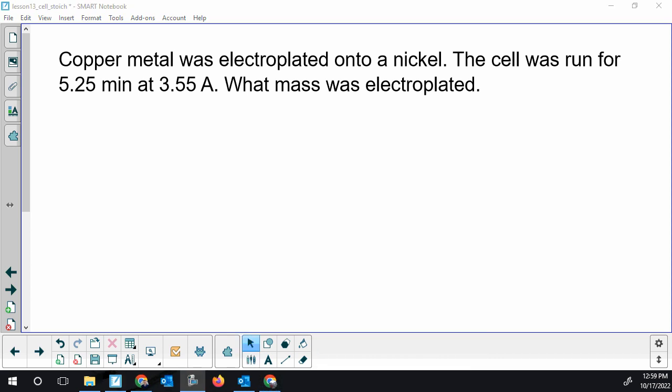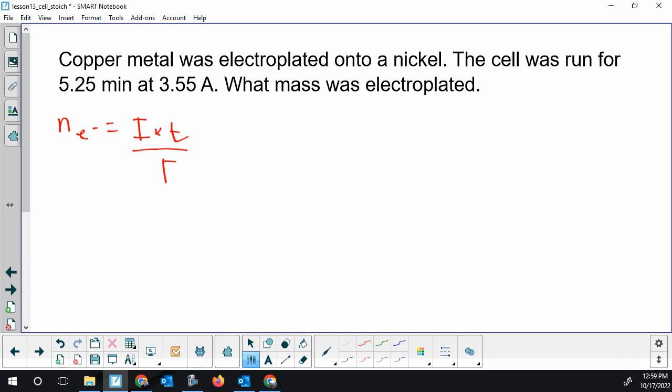So this is the same sequence as the previous one. So your first step, moles of electrons, is I times T over F. If you do that properly, you get 0.01159 moles. You would have to have converted your time into seconds. Watch out with Faraday's constant.